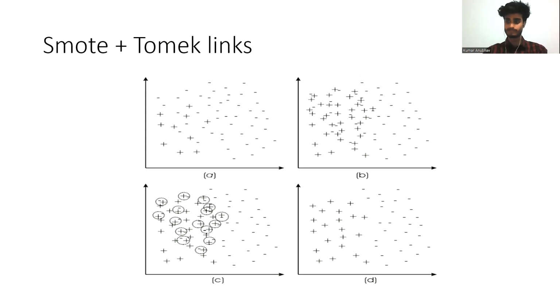In the given figure, we will try to identify what is happening here. In figure A, we can say that it is an oversampled data set, and in figure B, we are trying to identify the Tomek links. In figure C, we are trying to identify borderline examples, and in figure D, we are finally cleaning the data set and trying to prepare our training data set.